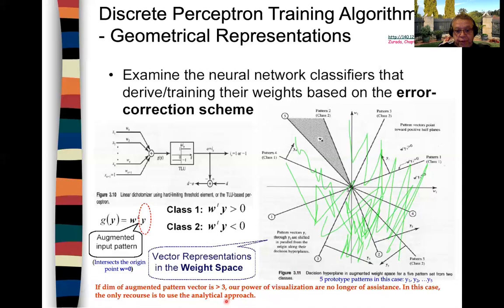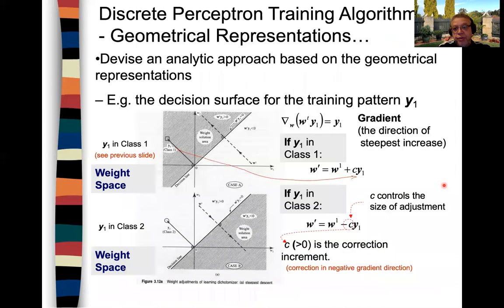So of course, if the dimension of my input pattern vector is greater than 3, I will be in a weight space of higher dimension, more than 3, and I would not be able to look at the geometrical explanation.